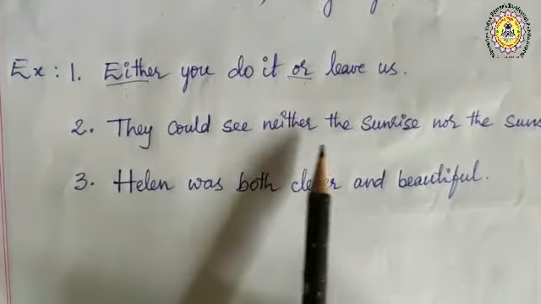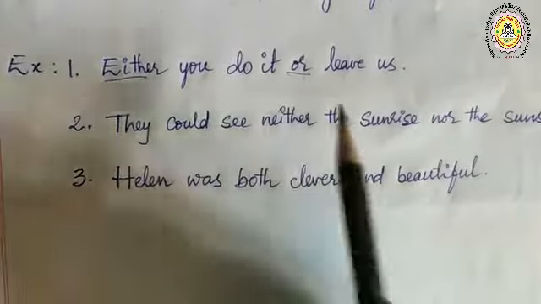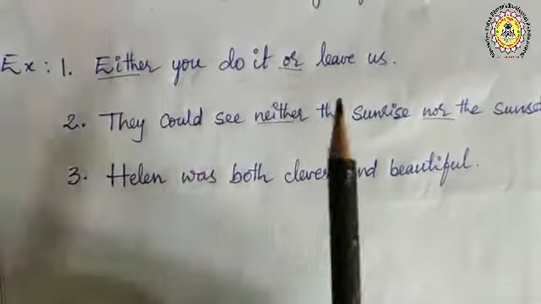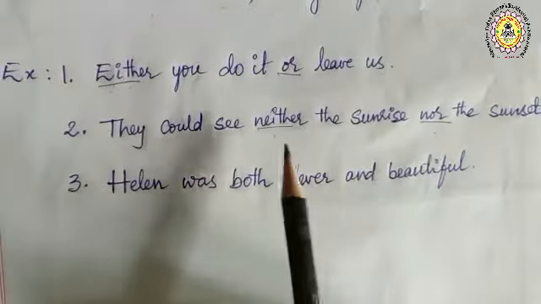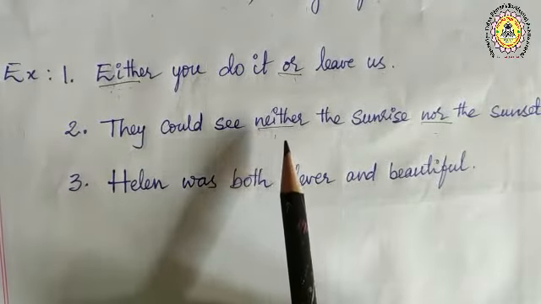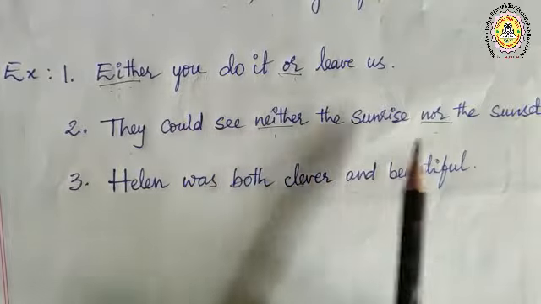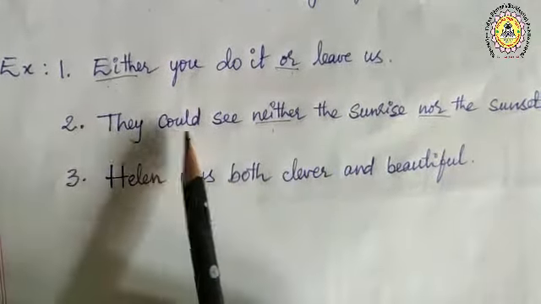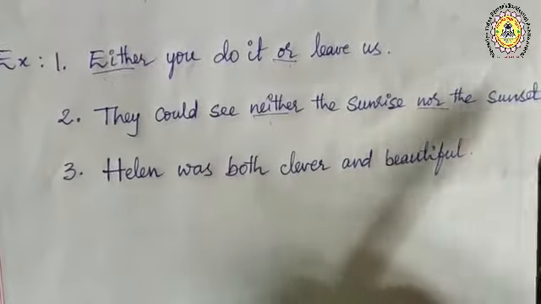They could see neither the sunrise nor the sunset. Here neither nor. So when we use these correlative conjunctions, we have to use them only in pairs. So here we have used neither nor. They could see neither the sunrise nor the sunset.